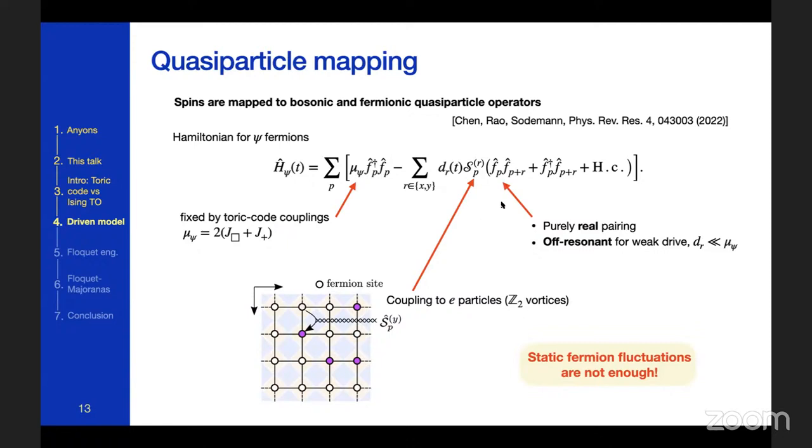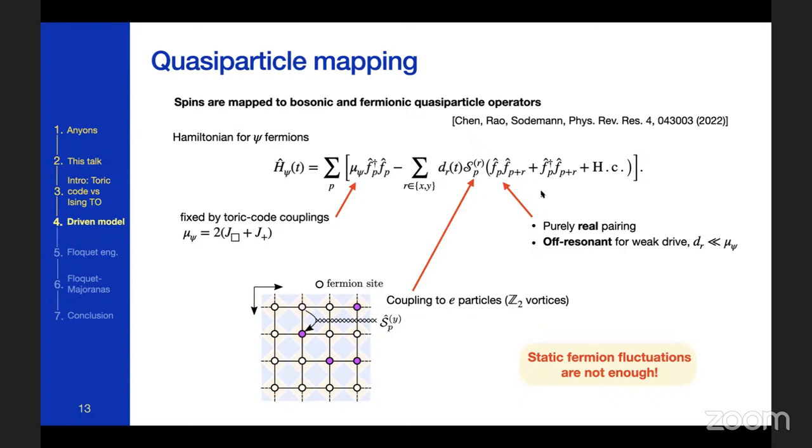But then the drive introduces these terms, and like we expected before, we already said that the drive can both create pairs and make individual fermions hop. So we have something like this with some coupling, some tunneling term, and some pairing, plus the coupling to the E bosons. So what is this doing? This is essentially just reproducing this pi flux situation: if I take the fermion and braid it around the flux, I will get a pi phase.